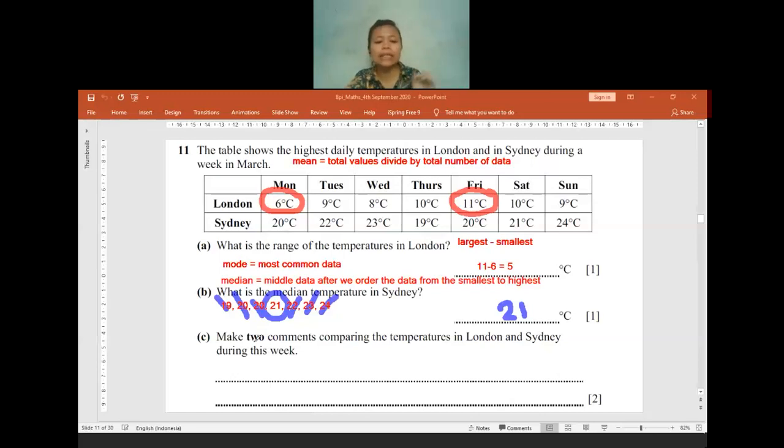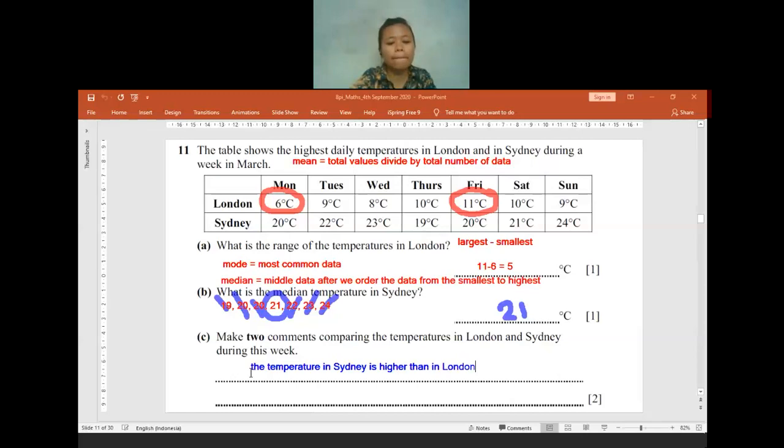Okay, let us move to question C. Make 2 comments comparing the temperature in London and Sydney. London's temperature is lower than Sydney's, and Sydney's temperature is higher than London's. How do you find it? You can just see it. The numbers are higher. Most of the temperatures in London are only 1 digit, but for Sydney it's 2 digits. So Sydney's temperature is higher than London's.